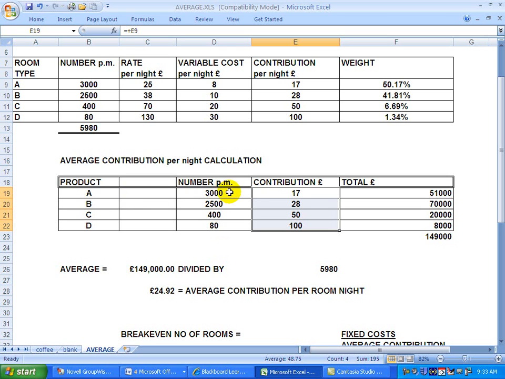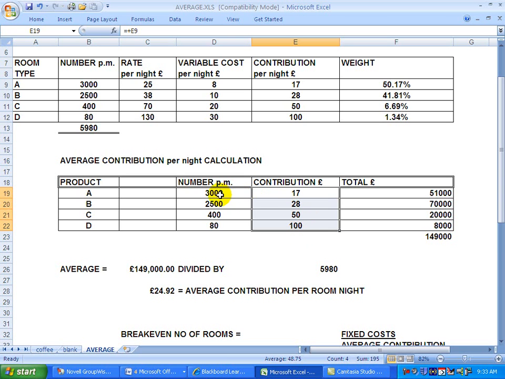So what we do now to get the average, we want the average contribution. We've got 4 products, they've all got different contributions, we want the average. You can't just add these contributions up and divide by 4 because that wouldn't be taking into account the weighting.